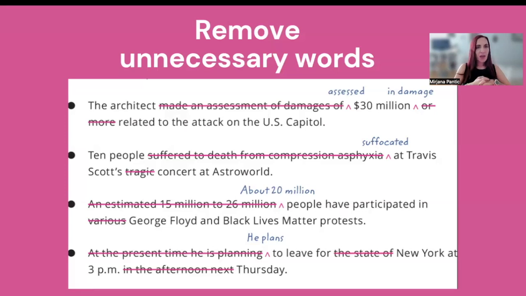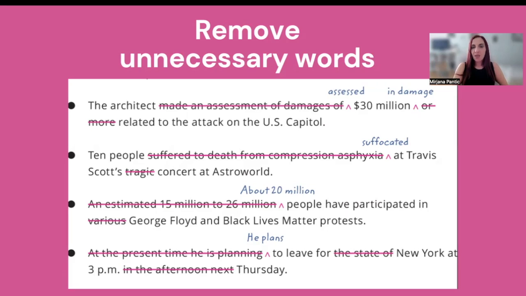So let's take a look at example number 3. You can see all the other examples on my screen. An estimated 15 million to 26 million, it's about 20 million, because we don't know if it's 15 or 26. So it's definitely best to say just about 20 million people have participated in George Floyd and Black Lives Matter protests. Of course it wasn't one protest, it was multiple. And multiple and various are basically synonyms, so we can remove this word.